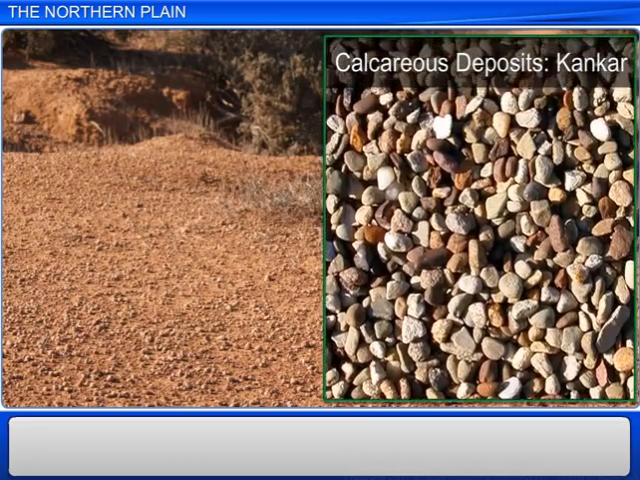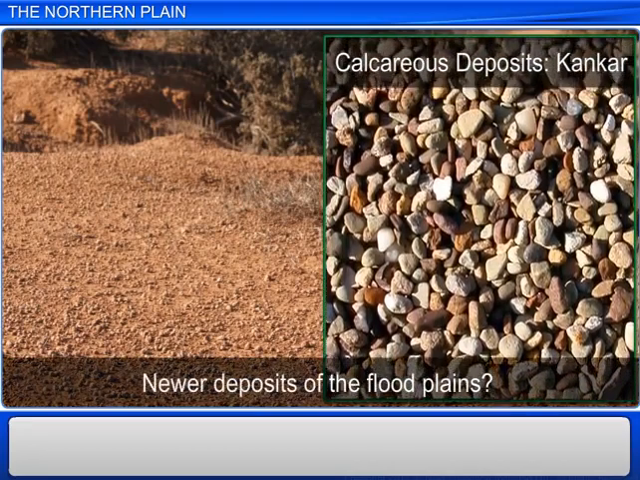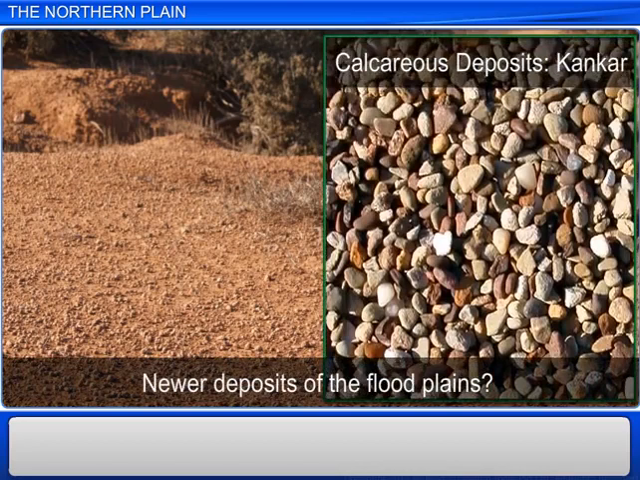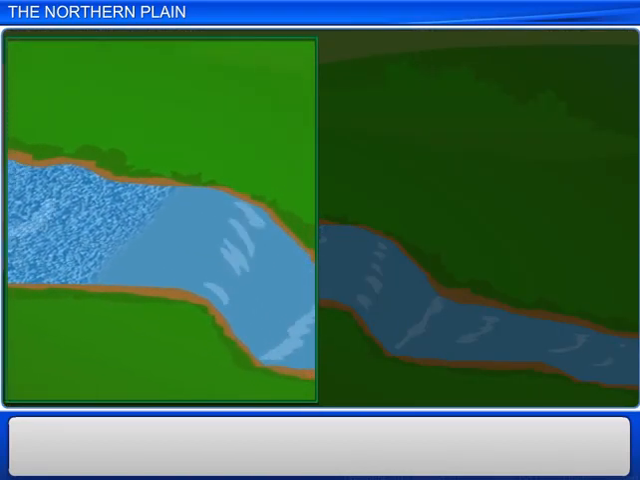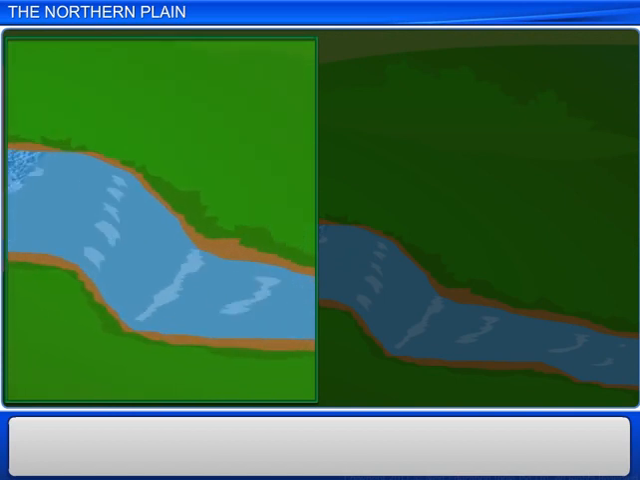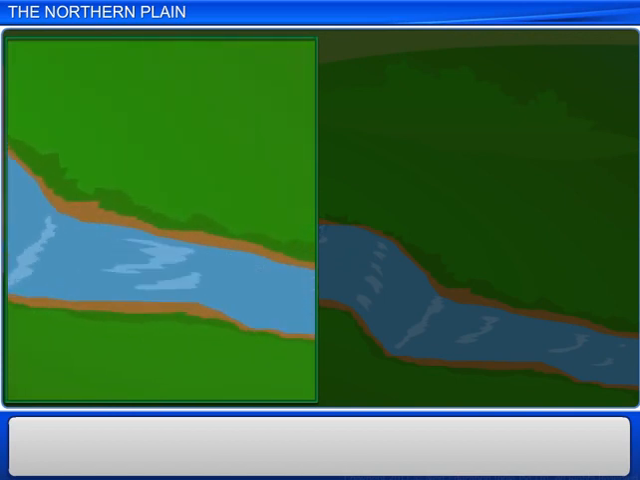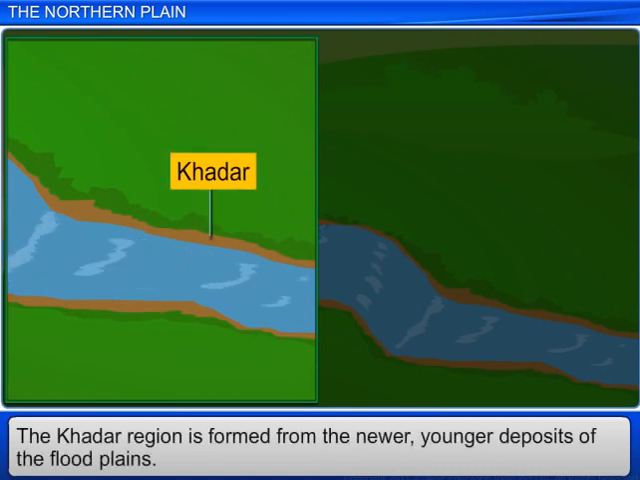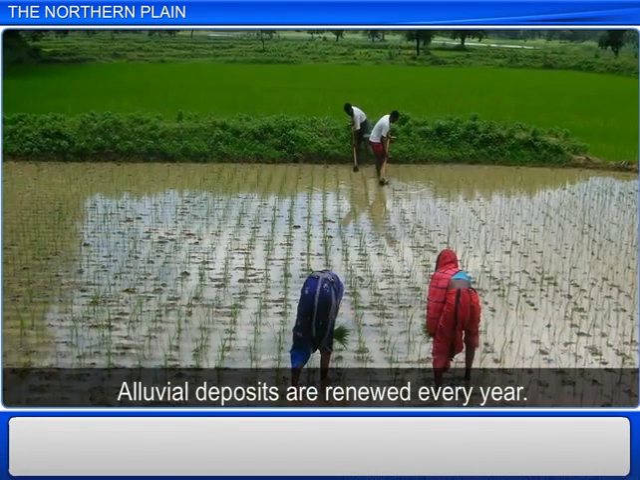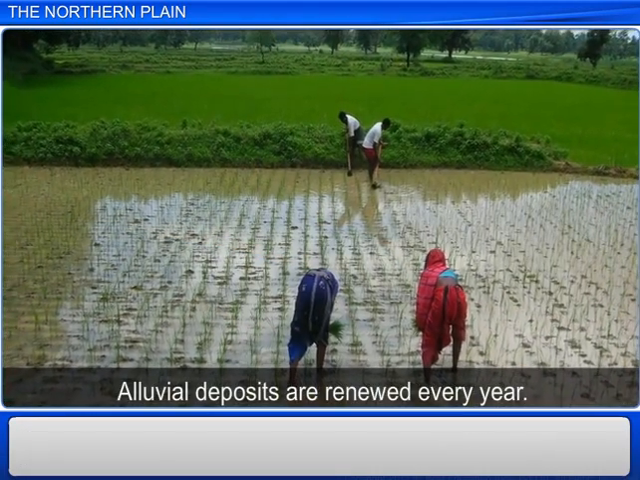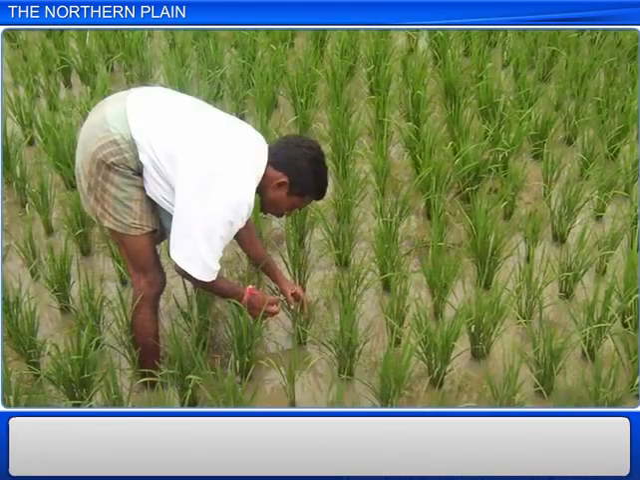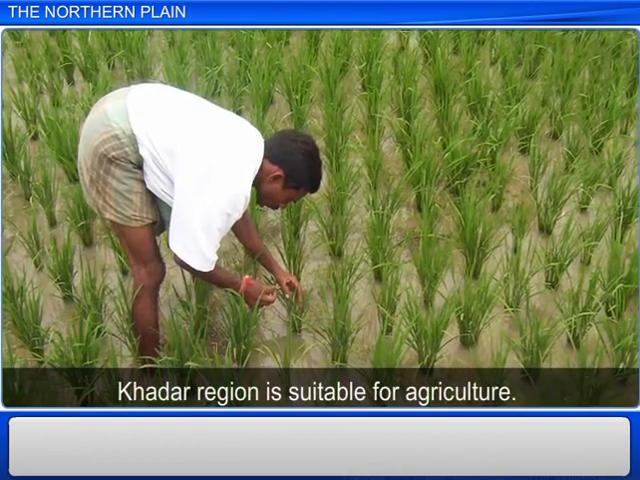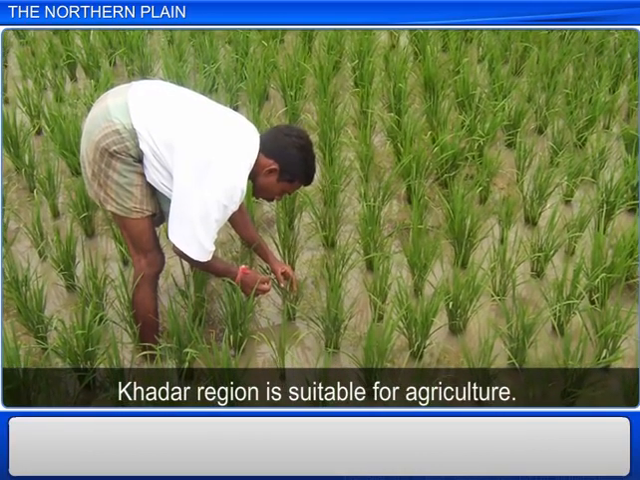So, what happens to the newer deposits of the floodplains? The newer, younger deposits of the floodplains form the fourth region of the northern plain. This region is called Khadar. The alluvial deposits in this region are renewed every year. Therefore, the land is fertile and used extensively for agriculture.